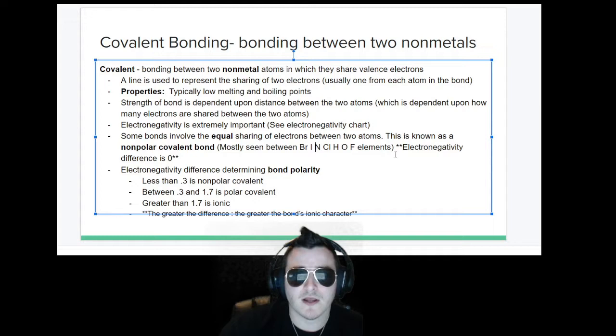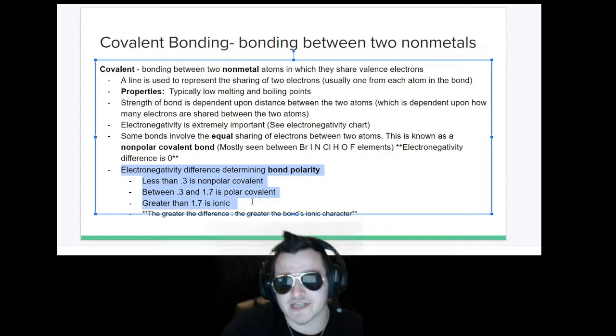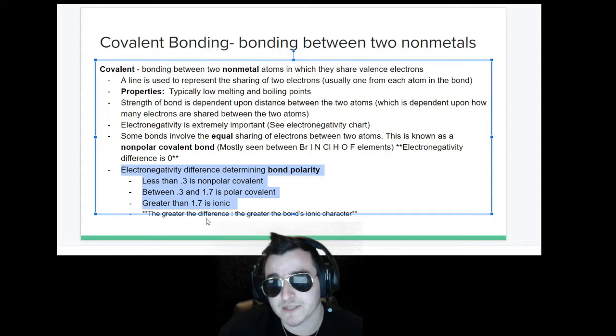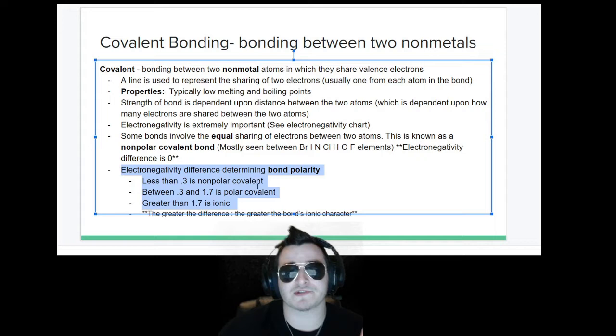And then we'll discuss electronegativity here in a second. And so when calculating the electronegativity difference, this is going to help us determine whether or not a bond is polar or whether or not a bond is ionic. We simply have to look at these different number thresholds. And I have seen some discrepancy in certain sources. This is the one that I see the most commonly.